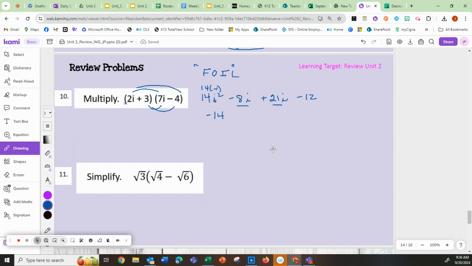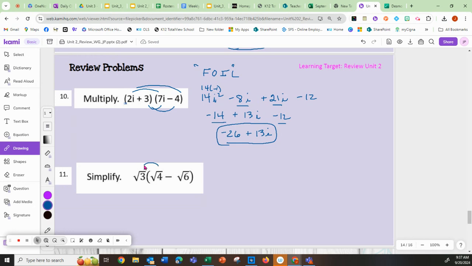The two terms in the middle both have i's, so they're like terms. I can combine those to be positive 13i. And then we call the negative 14 and the negative 12 the real part of the problem because it doesn't have an i. So you can combine the real part. That's going to give you negative 26, and then you'll bring down the plus 13i. They do like for you to write the real part first and the imaginary part second.